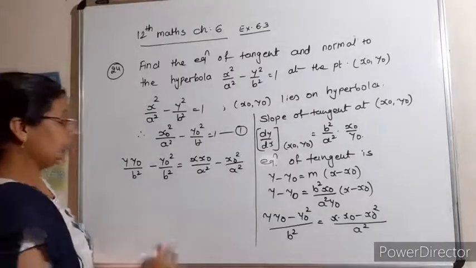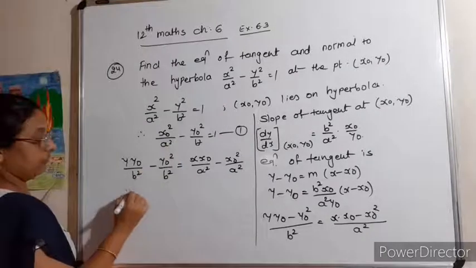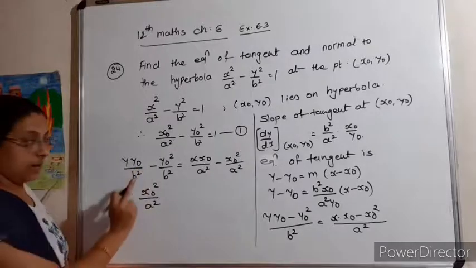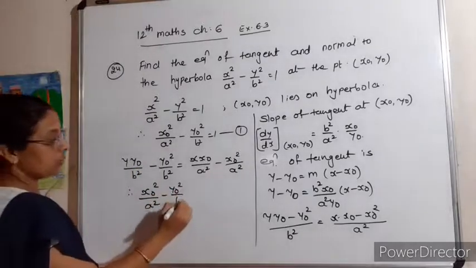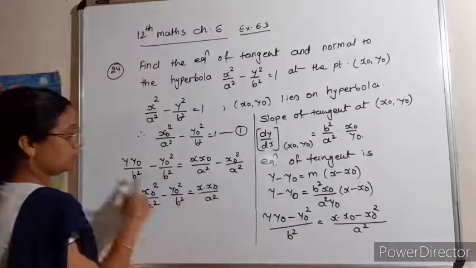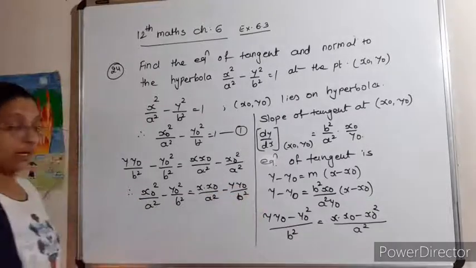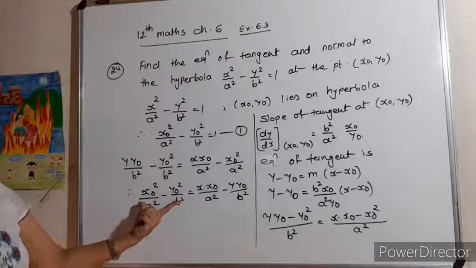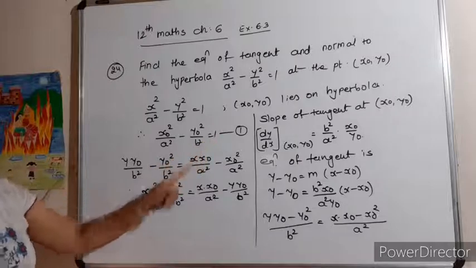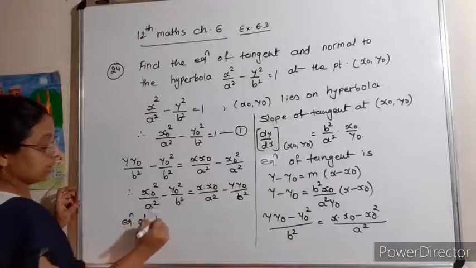Okay. Now y0 square, and x0 square on this side. Therefore x0 square upon a square comes to this side, becomes plus minus y0 square upon b square, here is equal to x0 upon a square minus y0 upon b square. Now this is what? Here it is x0 square upon a square minus y0 square upon b square, which becomes 1. So here it becomes 1.